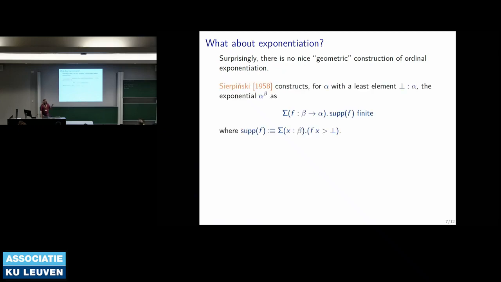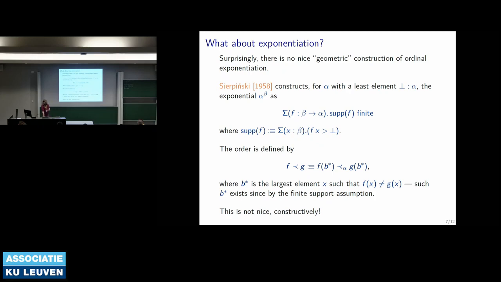So you can try to cut down this function space. And if you look in textbooks, then most of them just use the definition by transfinite recursion, by case distinction. But Sierpinski's textbook constructs alpha to the beta, if alpha has a least element, as the set of all functions, so not just the order-preserving functions, but all functions that have finite support. And the support of a function is defined to be all x such that f of x is greater than the least element. Right? So we take all functions, but we only keep the ones that actually have finite support.